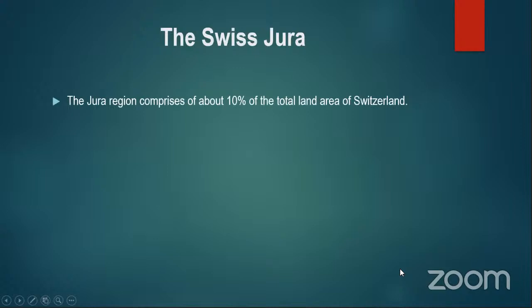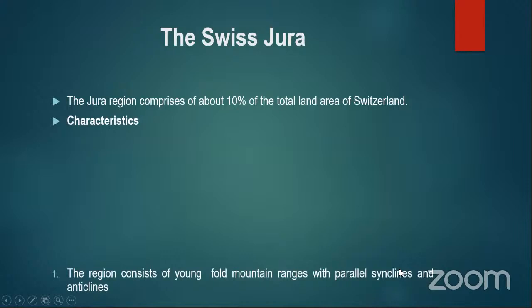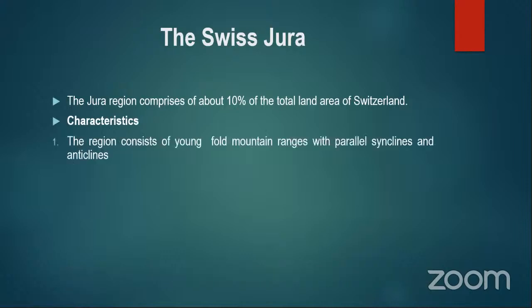The first characteristic is that this region consists of young fold mountain ranges with parallel synclines and anticlines. You know how fold mountains are formed. We are saying this region is mountainous and it mainly consists of fold ranges with parallel synclines and anticlines. That is physical geography. I covered it in paper 1, how fold mountains are formed.